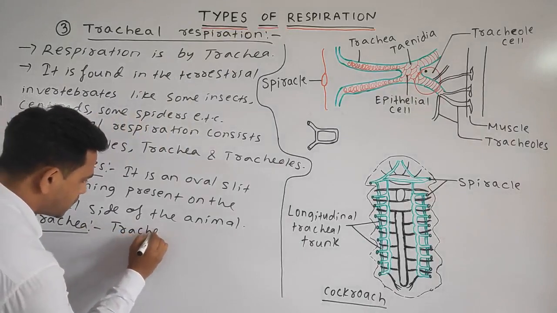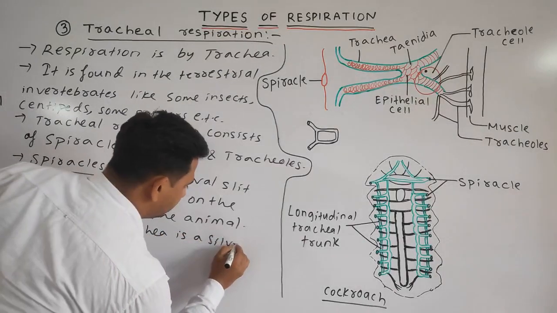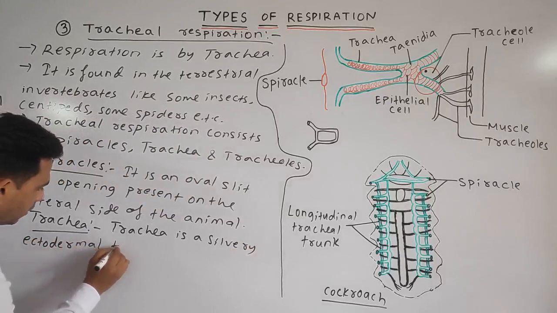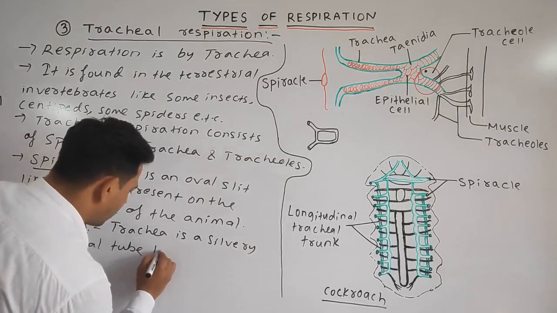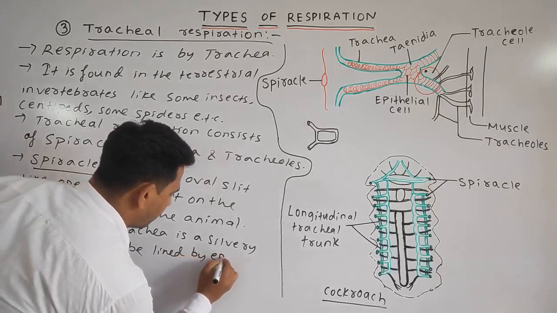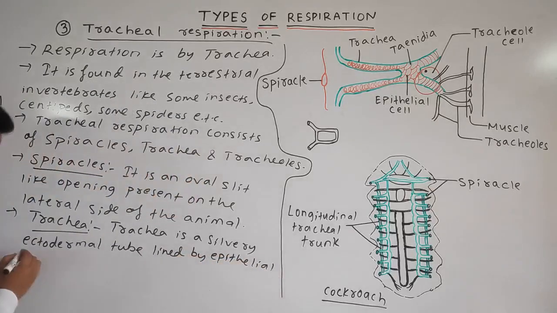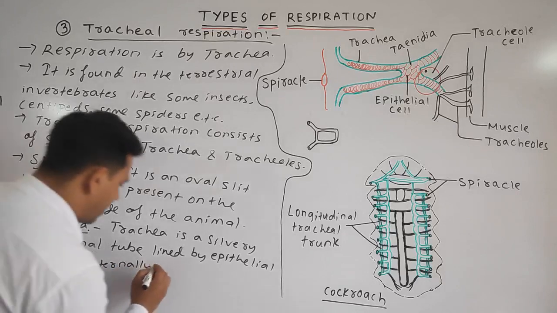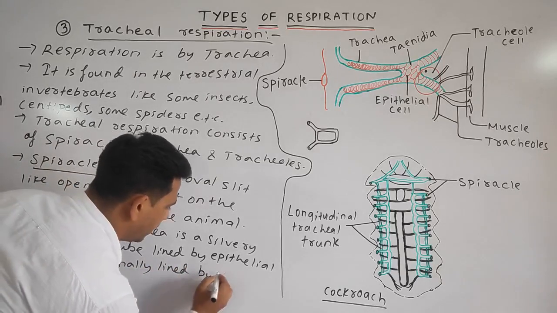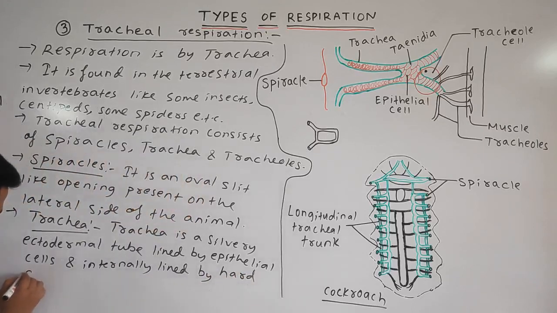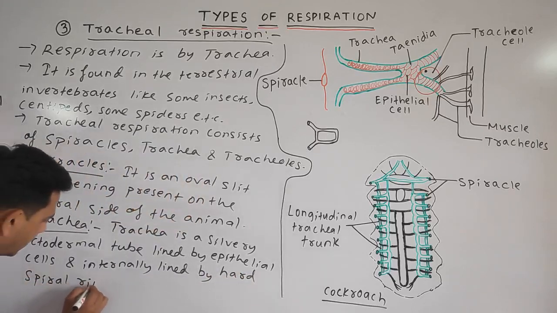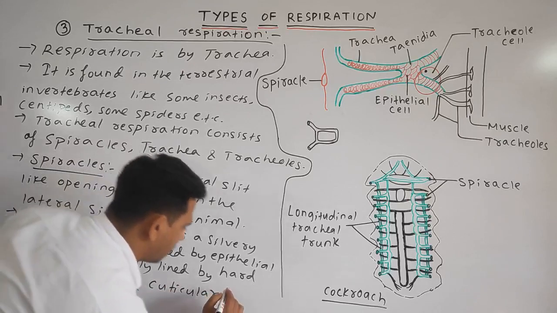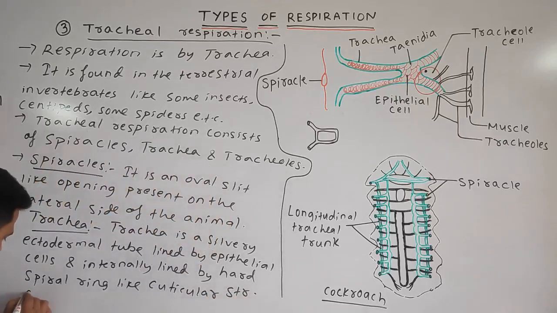Trachea is a silvery ectodermal tube lined by epithelial cells and internally lined by hard spiral ring-like cuticular structure called intima.